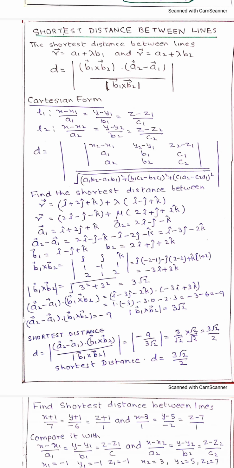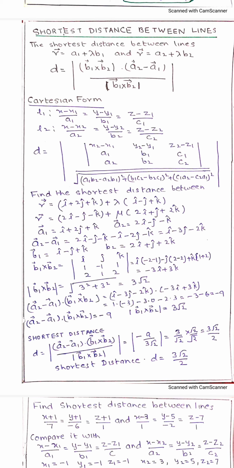Shortest distance between the lines. If there are two lines, r is equal to a1 plus lambda b1, and r is equal to a2 plus lambda b2. In place of lambda we can take mu also, two different constants. Then the distance between the two lines is given by the modulus of (b1 cross b2) dot (a2 minus a1) upon the magnitude of b1 cross b2.